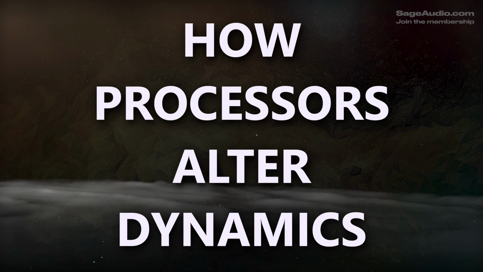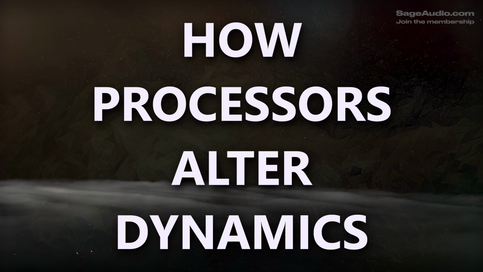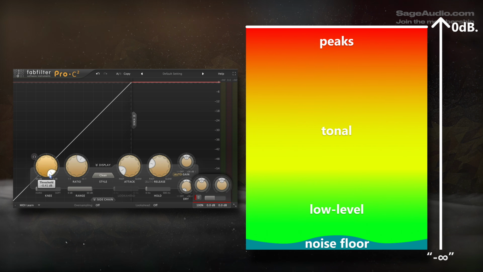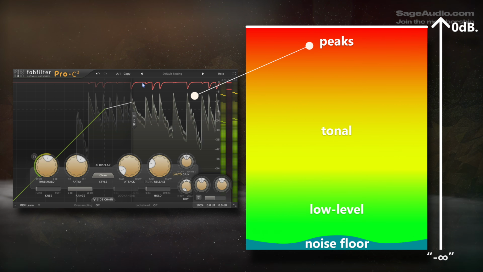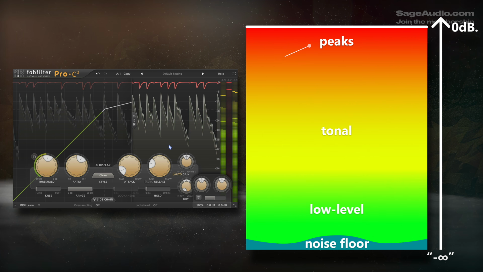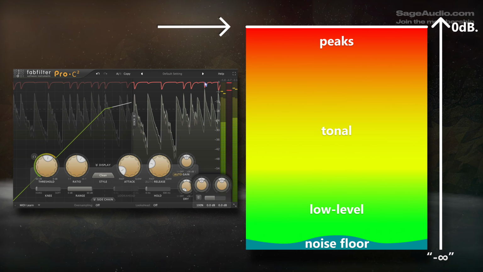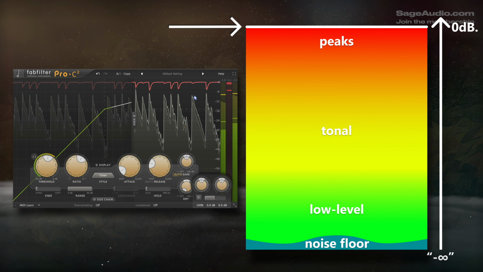Next up, let's discuss how various dynamics processors alter dynamics. So as I said earlier, compressors are the most common way to affect dynamics, especially peak-down compressors. By attenuating peaks, these processors increase headroom, or the distance between the peak level and the ceiling or the cutoff for the allowed amplitude in the digital system.